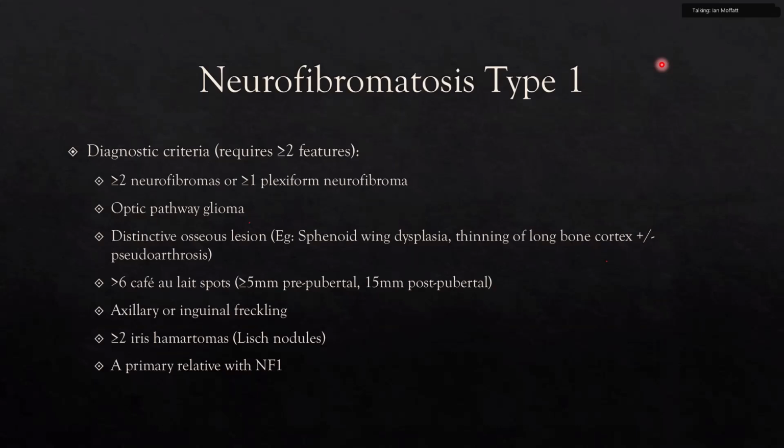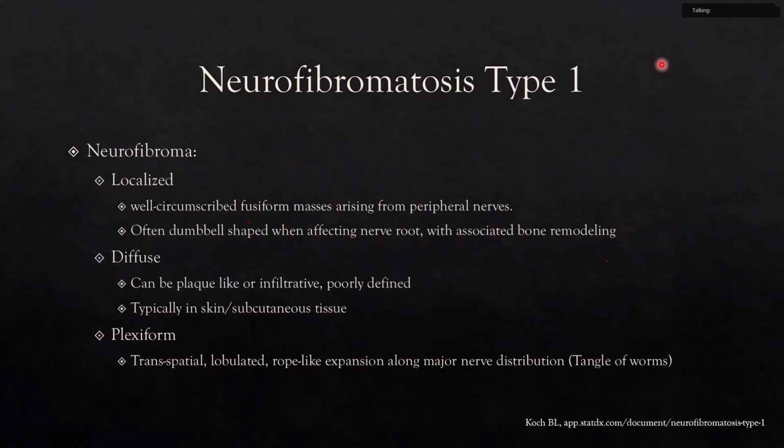There are diagnostic criteria, of which you require 2 or more of the following features. So more than 2 neurofibromas or 1 plexiform neurofibroma, optic pathway gliomas, distinctive osseous lesions, which includes sphenoid wing dysplasia, thinning of the long bones, and pseudoarthroses, more than 6 café au lait spots, axillary or inguinal freckling, more than 2 iris hamartomas or Lisch nodules, or a first-degree relative with NF1.